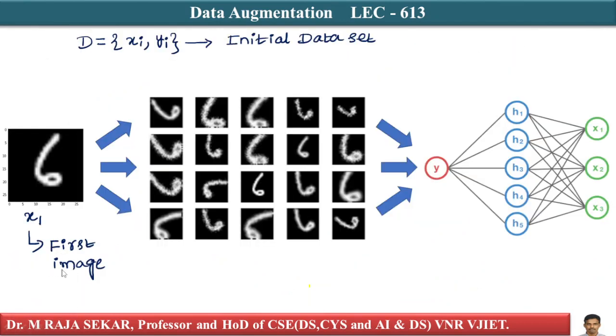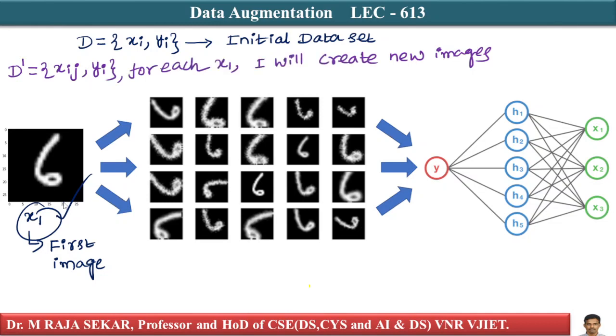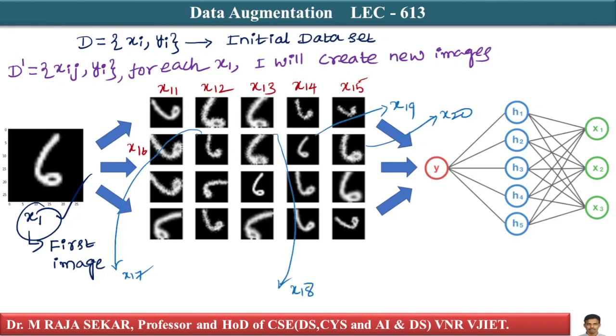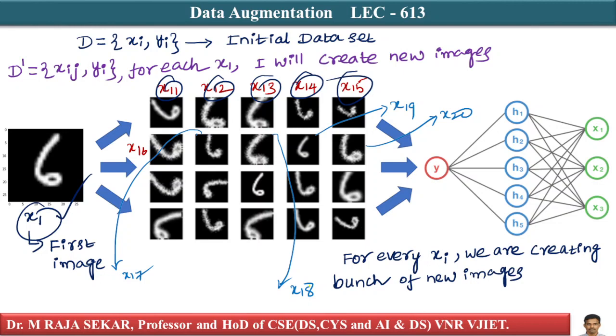Let me go back to our original data set which we were discussing, this 6. Here this image 6 is x1. I will create new images. My capital D dash is xij comma yi. For each x1 I will create new images. What are my new images? By this, x11, x12, x13, x14, x15, and so on and so forth. For every xi here, we are creating a bunch of new images.